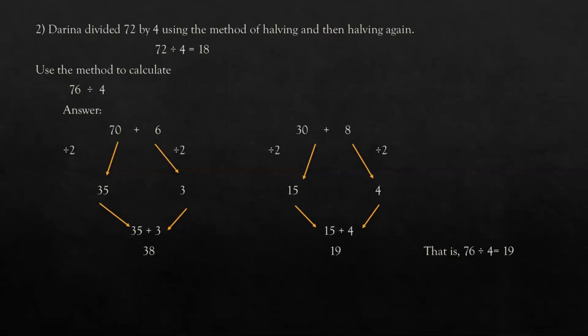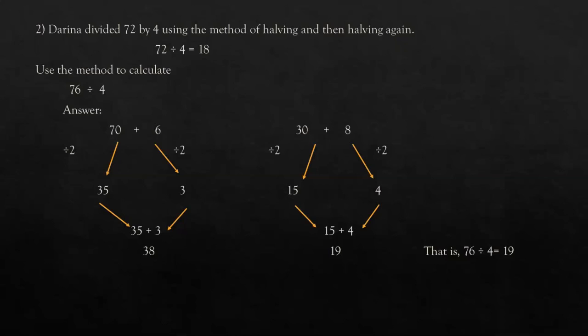Now the same process: just find the answer for 30 divided by 2. When you divide 30 by 2, you get 15. And when you divide 8 by 2, you get 4. Now just sum up 15 plus 4, and you get 19. So 19 is the answer when you divide 76 by 4.